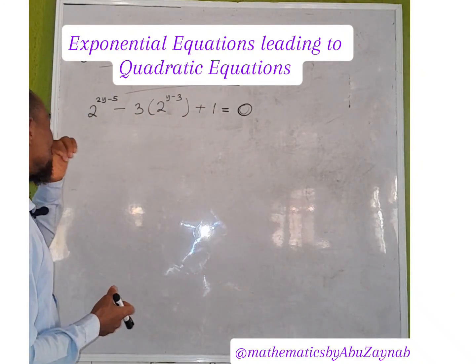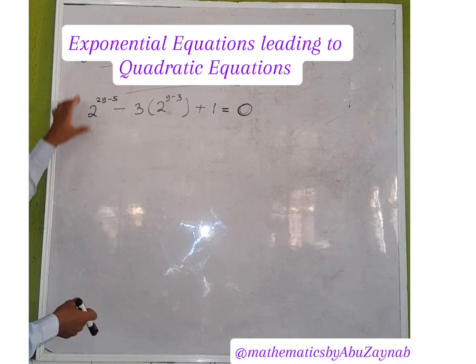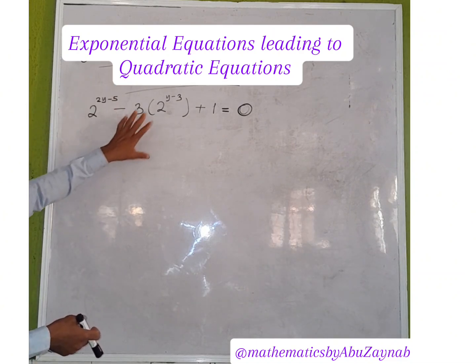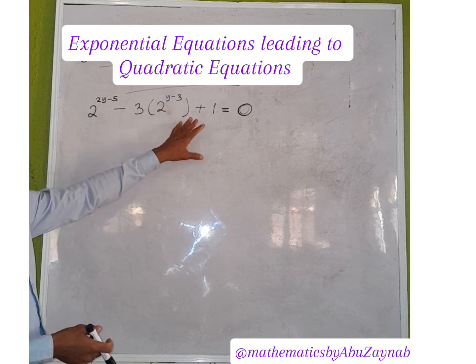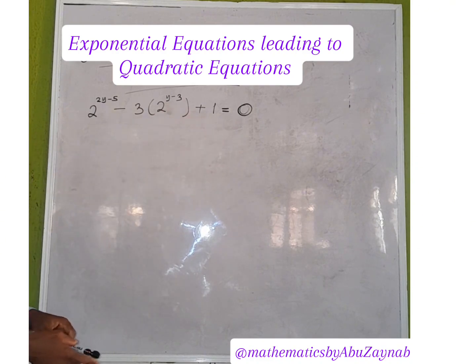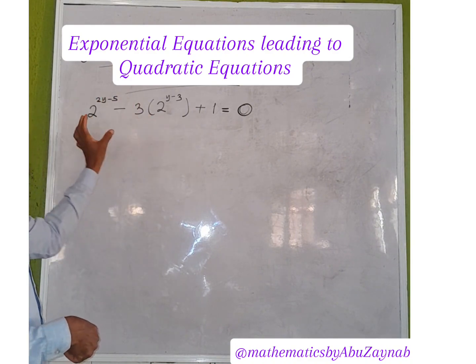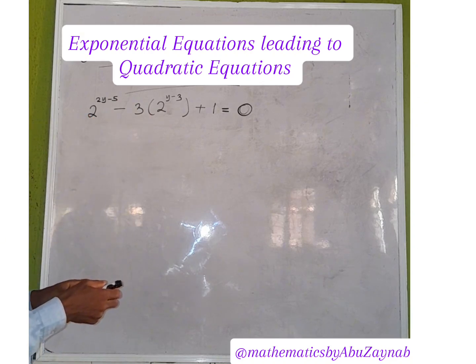We have to solve the equation 2 raised to the power 2y minus 5, minus 3 bracket 2 raised to the power y minus 3, plus 1 equals 0. The catch here is that the base is 2 all through, to the power of y. So let's try to simplify everything strictly to the power of y.